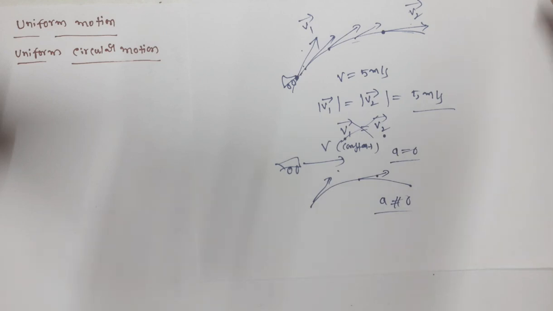Now let us discuss what is uniform circular motion. So how are we defining uniform motion? An object is said to be in uniform motion if it moves with constant velocity in a straight line. Now we define what is uniform circular motion. An object is said to be in uniform circular motion if it follows a circular path at constant speed.